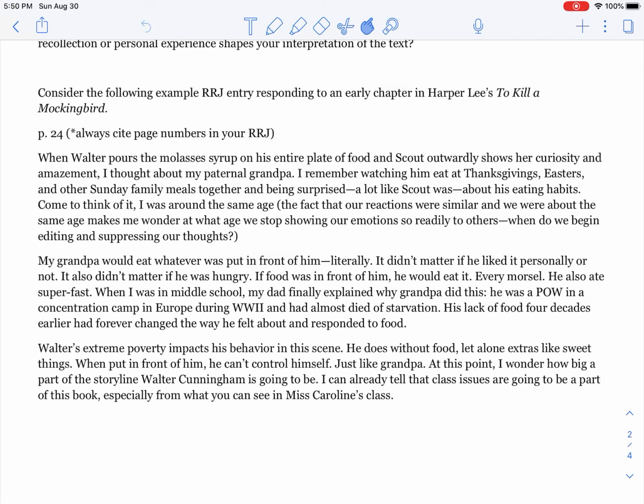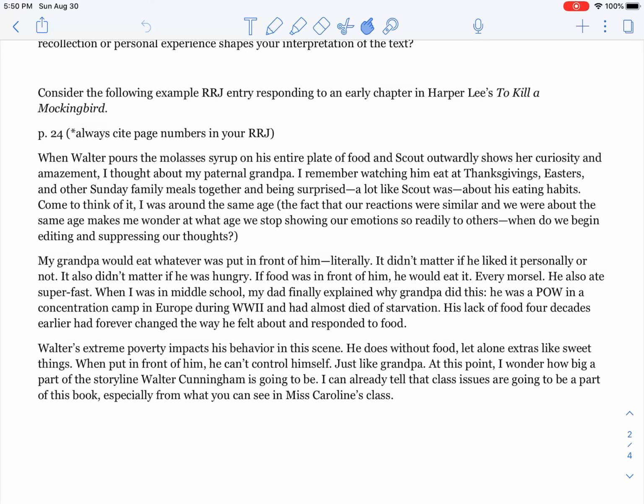When Walter pours the molasses syrup on his entire plate of food and Scout outwardly shows her curiosity and amazement, I thought about my paternal grandpa. I remember watching him eat at Thanksgivings, Easters, and other Sunday family meals together and being surprised, a lot like Scout was, about his eating habits. Come to think of it, I was around the same age. The fact that our reactions were similar and we were about the same age makes me wonder at what age we stop showing our emotions so readily to others. When do we begin editing and suppressing our thoughts?